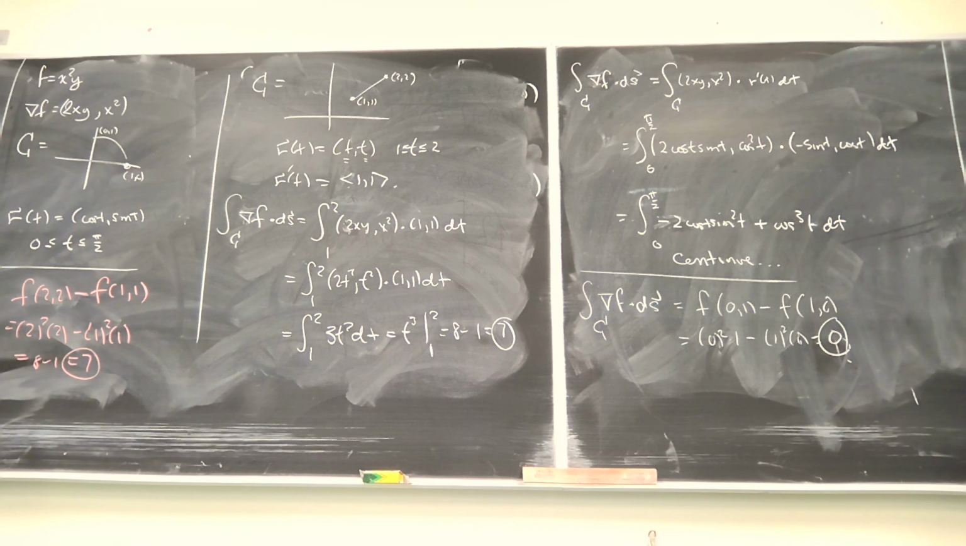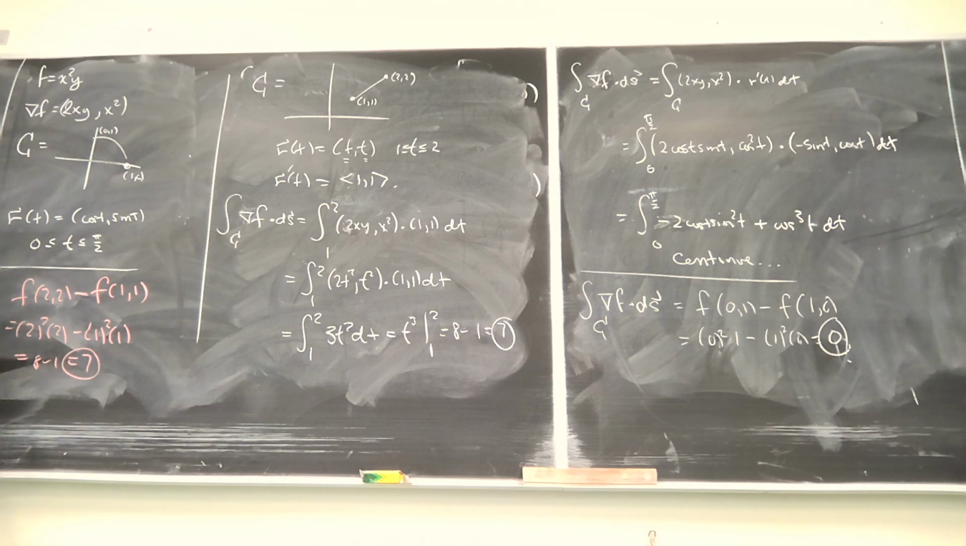You can have any path that goes between (1, 1) and (2, 2). No matter any path that you choose between (1, 1) and (2, 2), you will get 7 as the answer. Because the only thing that mattered was the beginning and the end point.